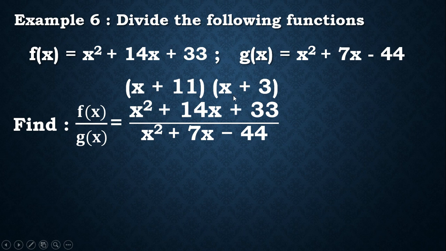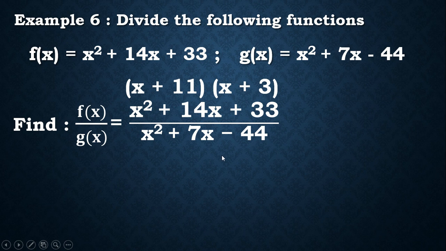So we have to check: x times x, we have x squared. X times positive 3 is positive 3x. That will be added to positive 11 times x, that is 11x. So we have 3x plus 11x, that is plus 14x, or simply 11 plus 3, that is 14, combined with the variable x for the middle term. And then for the third term, we have 11 times 3, that is plus 33.